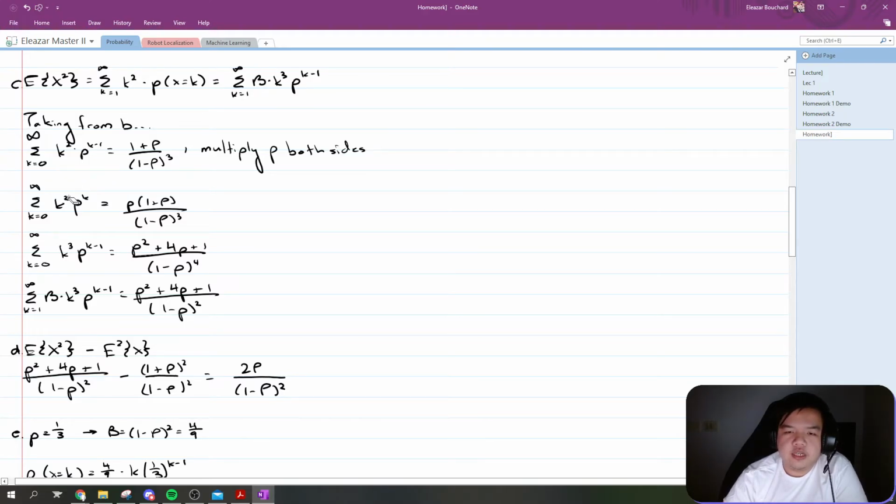Once again, we multiply p on both sides and bust out the derivative calculator again. You'll get this here, and tossing in b, you'll get 1 minus p squared. For part d, it's quite easy. You have the expected value of x squared minus the square of the expected value of x.